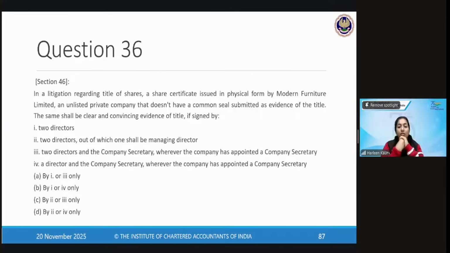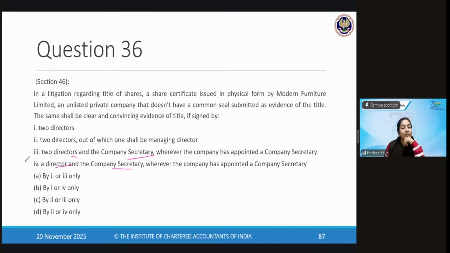In a litigation, a share certificate issued in physical form, unlisted private company doesn't have a common seal. It shall be signed by two directors out of which one is MD. Have you ever read it like this? Two directors or a director and CS. So what is the correct option?